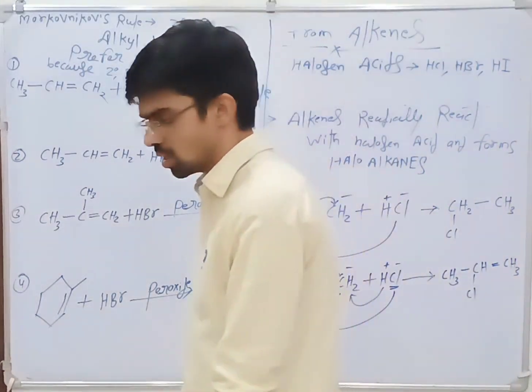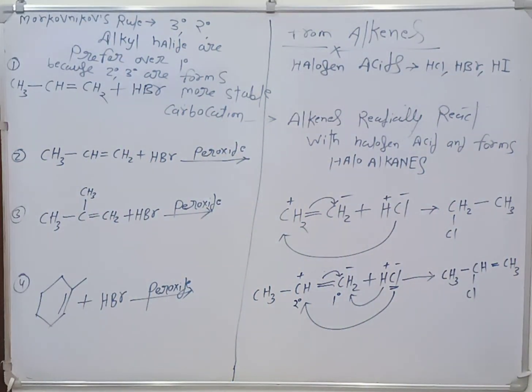So this is according to the Markovnikov rule. According to the Markovnikov rule, 2 degree or 3 degree halides are preferred. That is why the halogen substituent always gets attached to the 2 degree or 3 degree carbon.